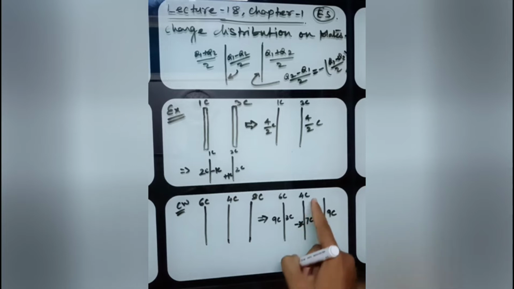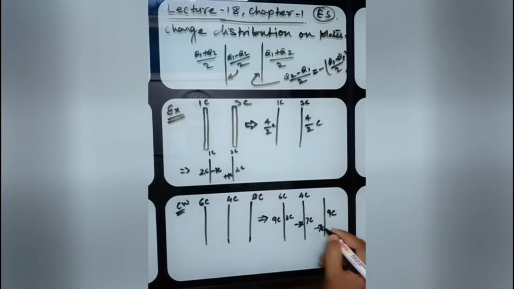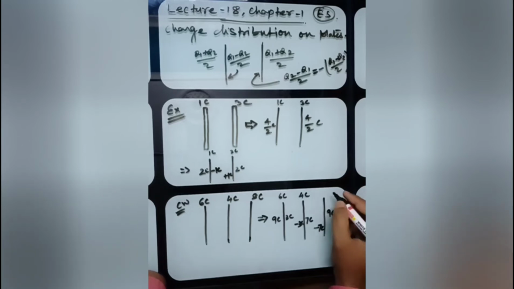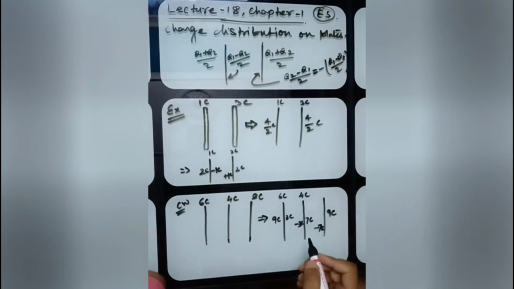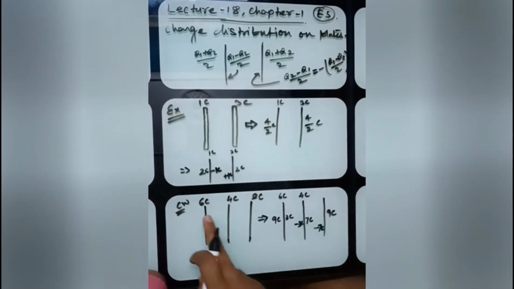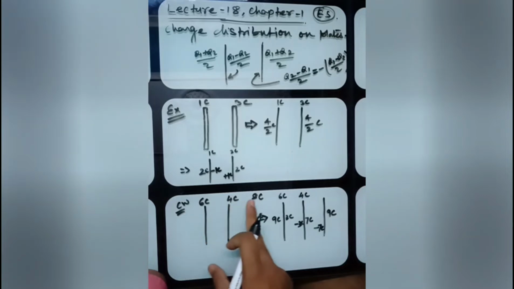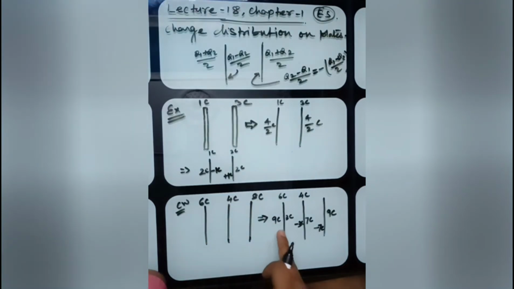7 minus 3, how much? It will be 4 coulomb. If it is 7 coulomb, then it should be minus 7 coulomb on the inner face, minus 7 coulomb. If it is minus 7 coulomb and it is 9 coulomb, how much it will be? I think we had some mistakes. 6 plus 4, 10, 8, 18, and it is 9. Yes, then here, oh sorry, here the minus 3 coulomb, no?